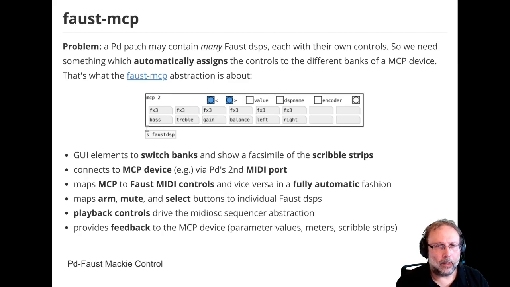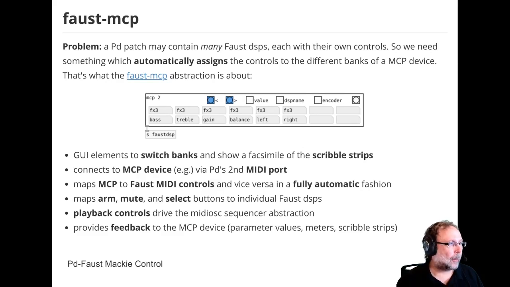So the Faust MCP abstraction takes a look at the actual Faust units and determines which MIDI controls are there and will map them to different banks on your MCP device. There's also mapping for arm, mute, and select buttons, so that you can do some control there, enable and disable units and arm them for recording. And there are some playback controls which connect to the MIDI OC sequencer abstraction in the patch.